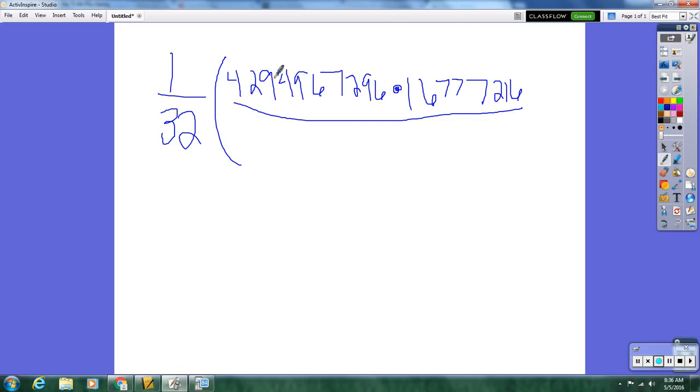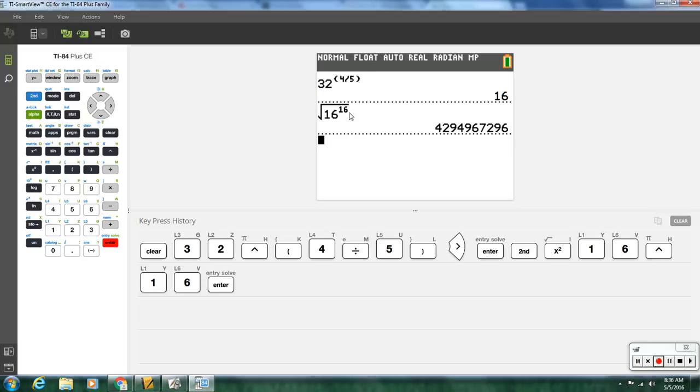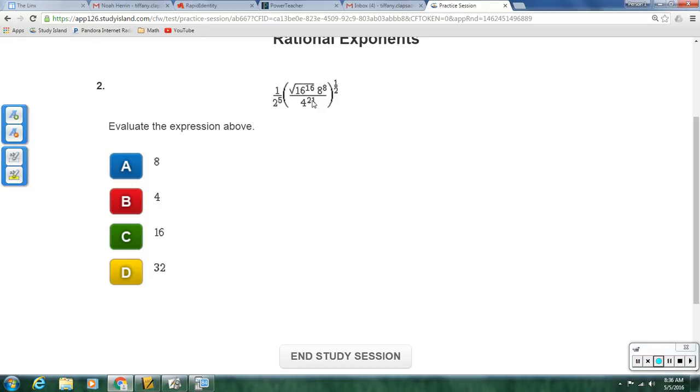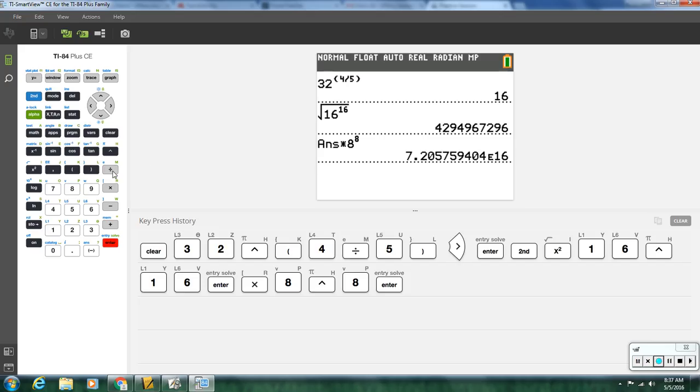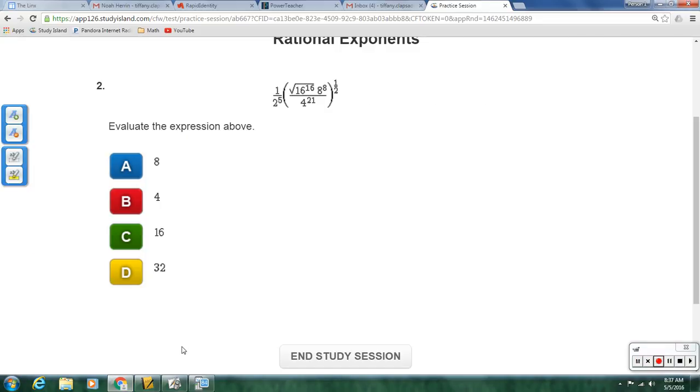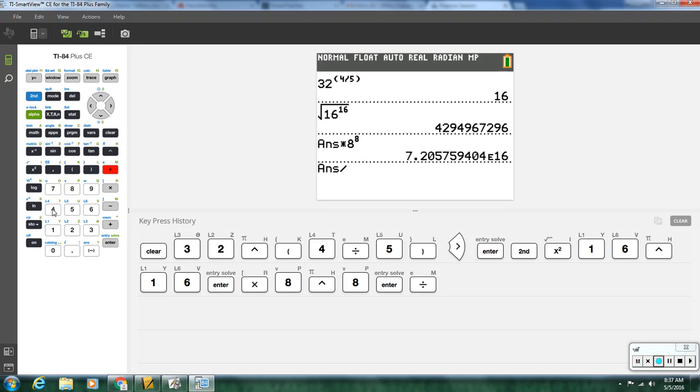Let's put this in there. So here's the way I would do it on the calculator. I would say the square root of 16 to the 16th power, and you get this. And then we're gonna do times 8 to the 8th. So you hit times 8 to the 8th power, and then hit enter. So you should be doing this on your calculator with us. So times 8 to the 8th, and now divided by 4 to the 21st power.